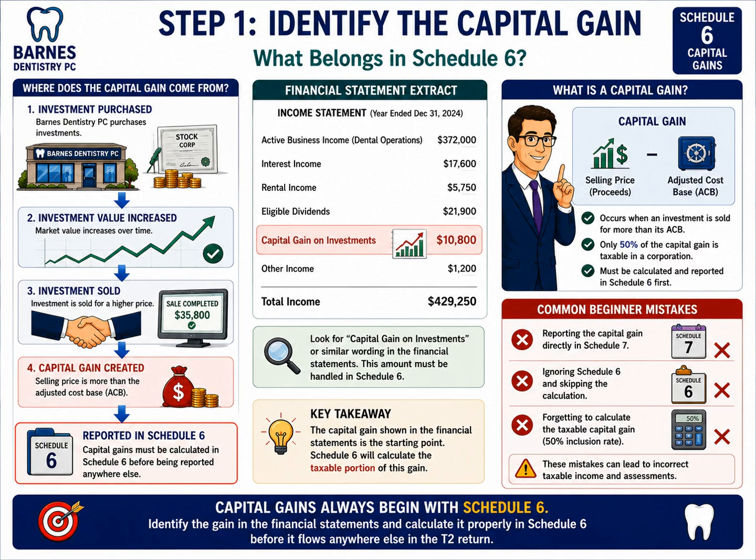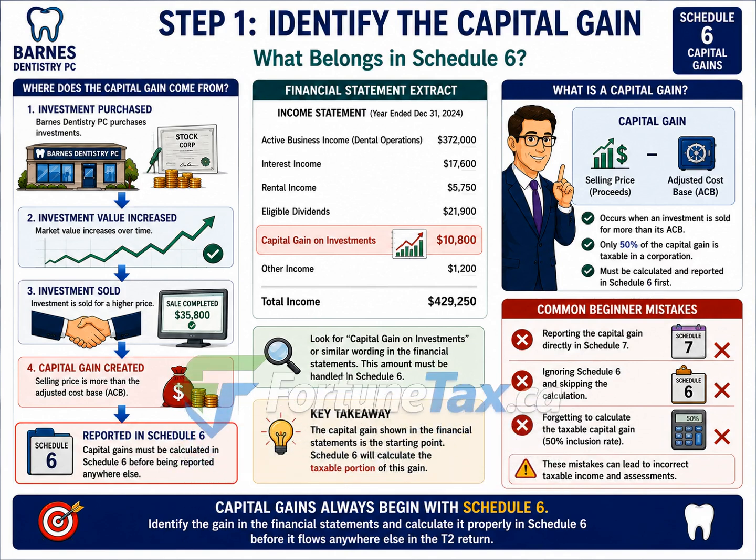One of the most important concepts in Canadian taxation appears on the right side of the slide. Only 50% of a capital gain is taxable. This means the gain reported in the financial statements is not automatically the amount that enters the corporate tax calculation. Schedule 6 must first determine the taxable capital gain. That's why Schedule 6 is a critical step in the reporting process.